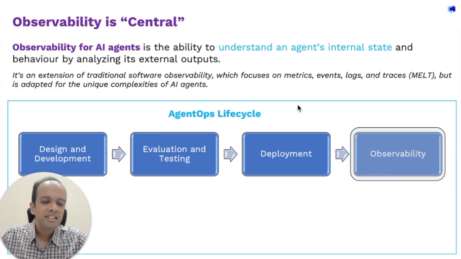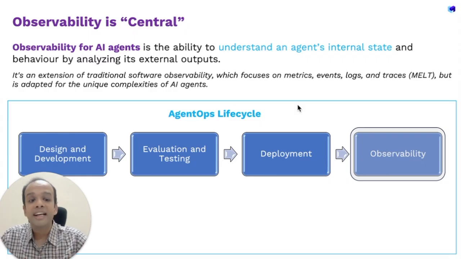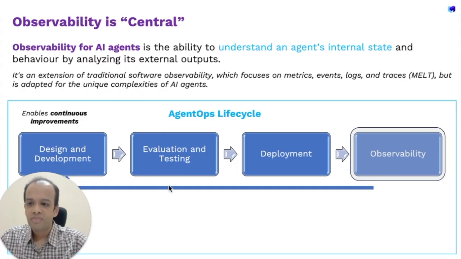Observability basically deals with providing a continuous feedback loop that informs every other stage, from development and testing to deployment, because you want these systems to improve over time. And that is why observability is a very central part of the agentic puzzle. It is the only way to get a clear view into agents' behavior in production. For instance, in the design and development phase, it can enable continuous improvements. For evaluation and testing, it helps with diagnosing root cause of errors.